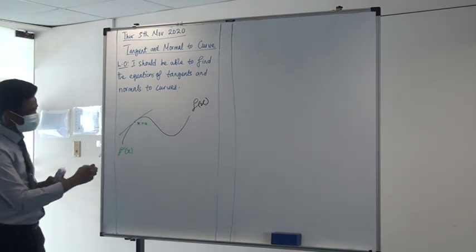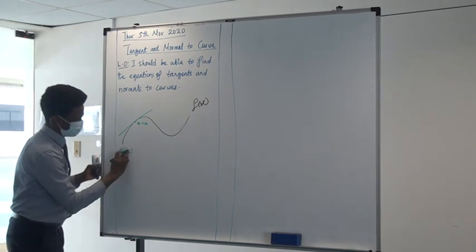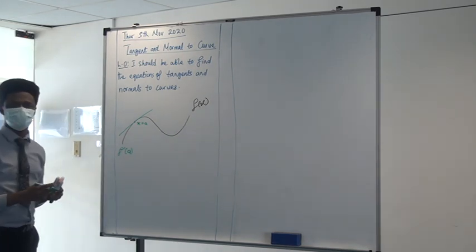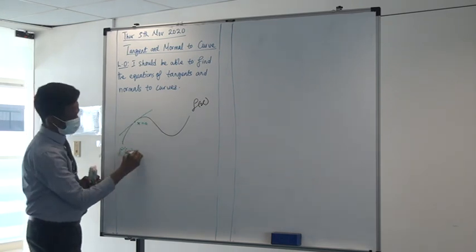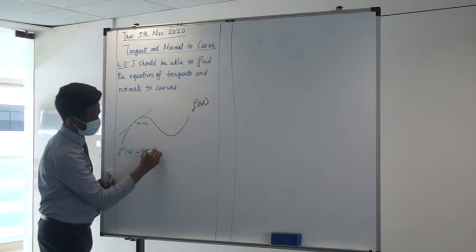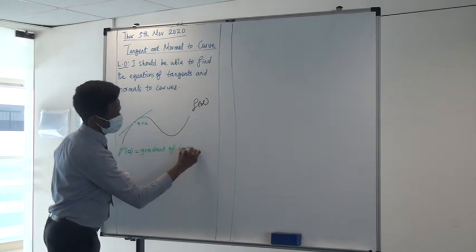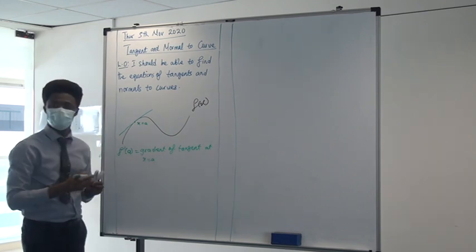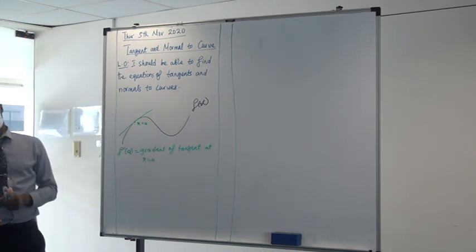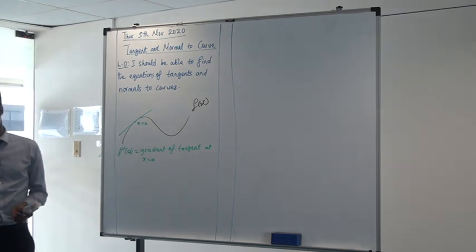the gradient function at any point, right? But if you find f prime of a, that gives you the gradient function at this point. And that is the gradient of the tangent. Okay? At x is equal to a. Of course, the gradient of the tangent at x is equal to a is the same as the gradient of the function at x is equal to a.